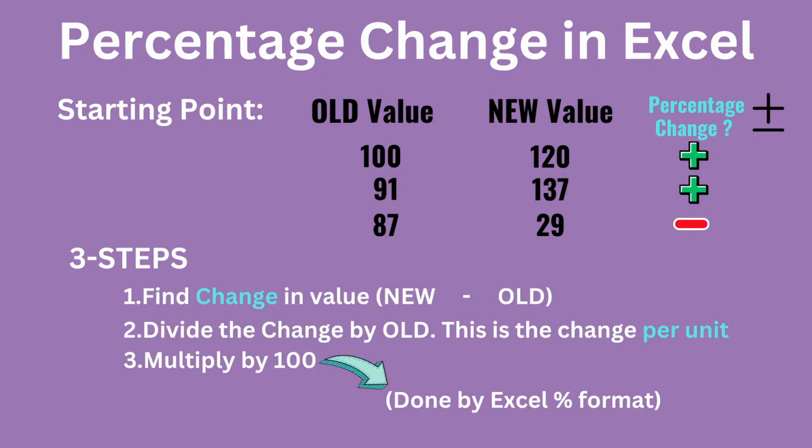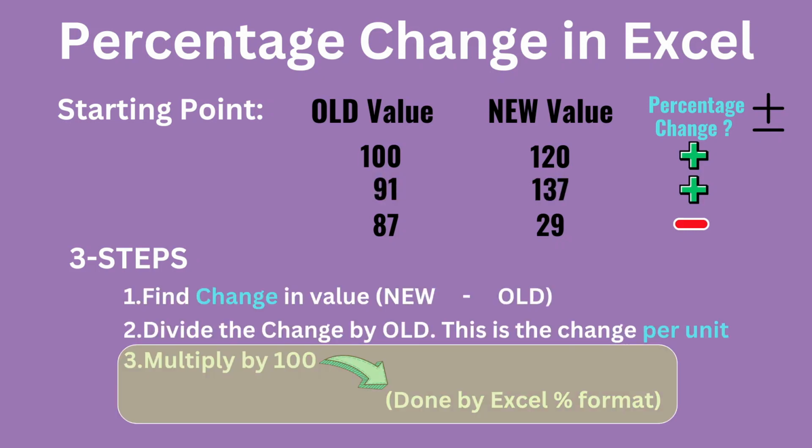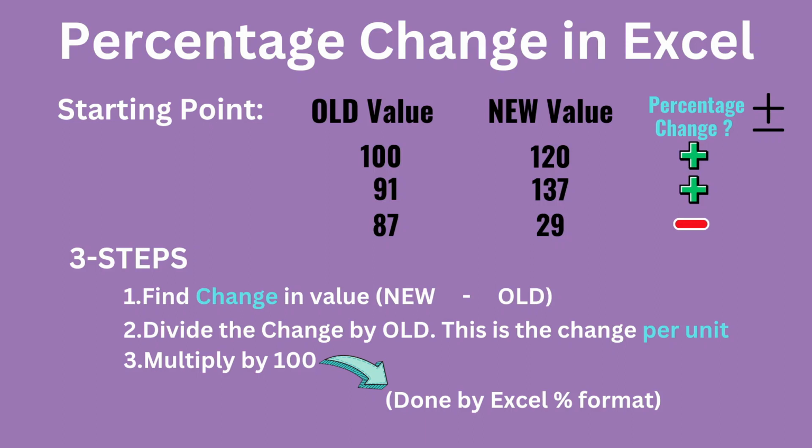And these are the three simple steps. And the third step is the reason for confusion because this step is done by Excel. So the first step is to find the change in value, and you must subtract the old from the new, and this order will give us a plus or negative sign. So first we find the change in the value by subtracting old from new. In the second step, we divide the change by the old or the initial value, and this will be the change per unit of the original value.